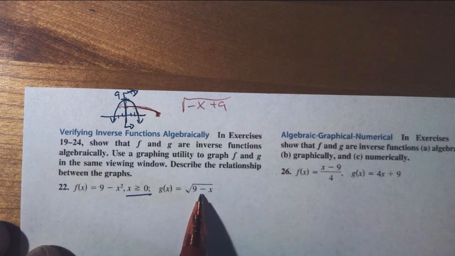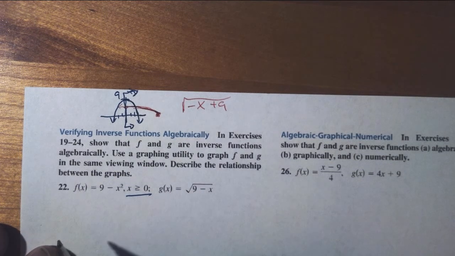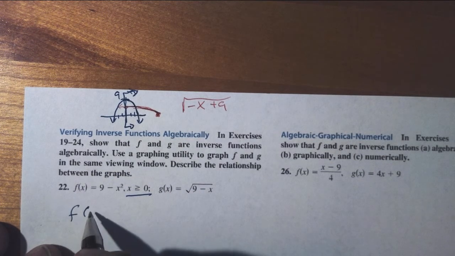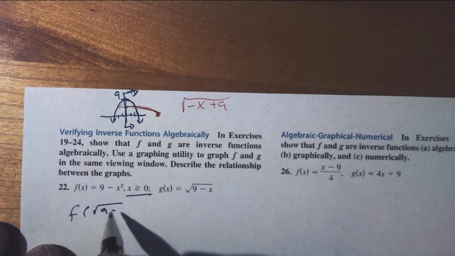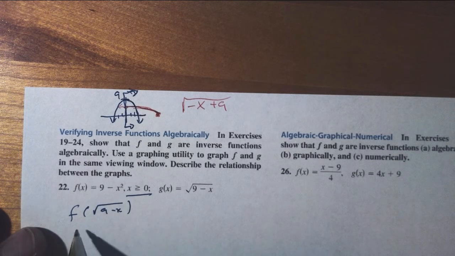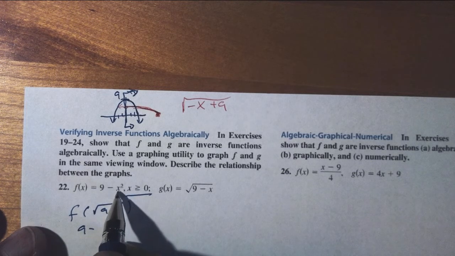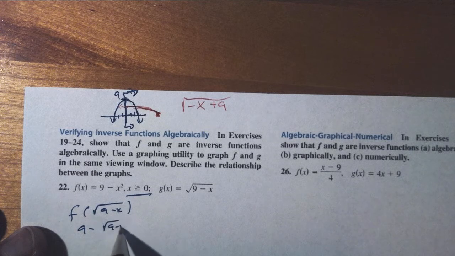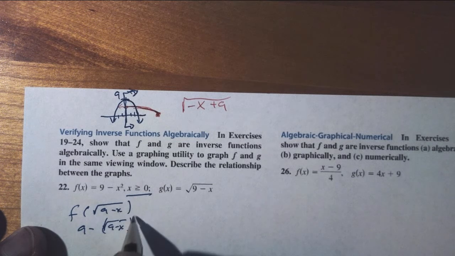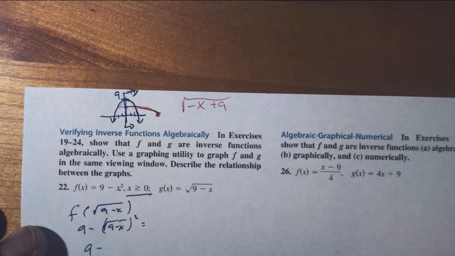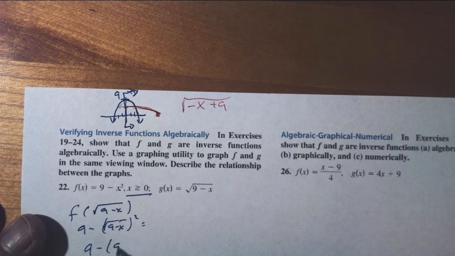We're supposed to show this is the inverse function. So I think we're in business here. So all I'm going to do is find f of g of x. So that is 9 minus the thing squared, and I get 9 minus x when I square, and that equals 9 minus 9 plus x, and that is just x.